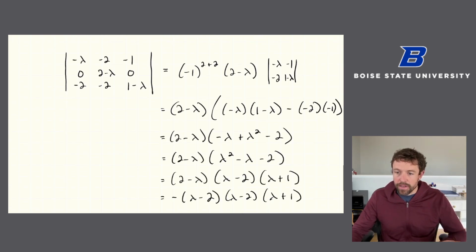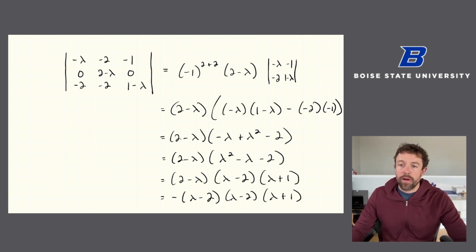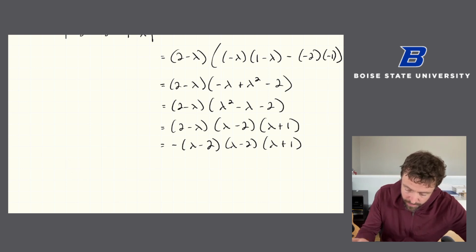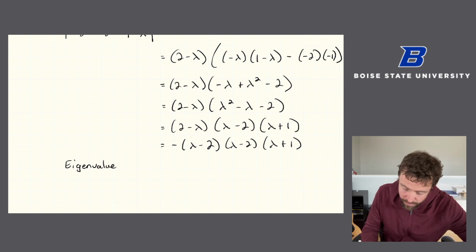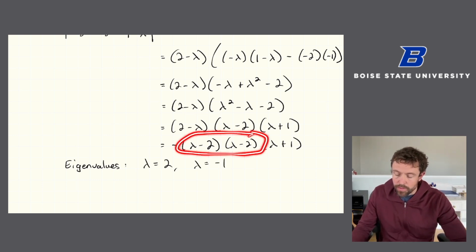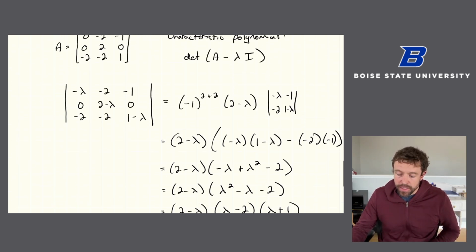All right, so we found our characteristic polynomial in the sense that we got to the point where we had it in a factored form, and this gives us our eigenvalues. Our eigenvalues are the roots of the characteristic polynomial, the values that make it 0. And so my eigenvalues are lambda equals 2 and lambda equals -1. And notice 2 is a double root, which will matter, kind of. We'll see later how that matters. These are my eigenvalues. All right, I found the eigenvalues of this matrix.